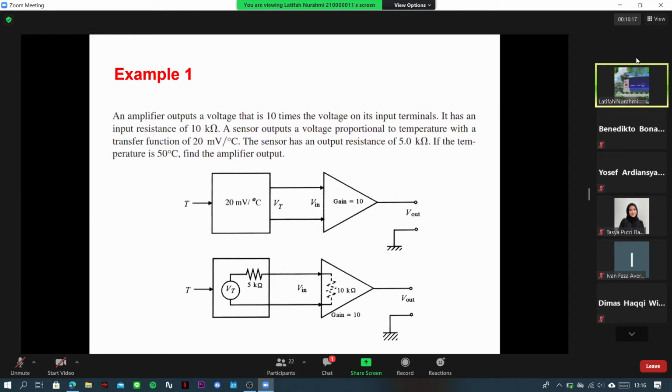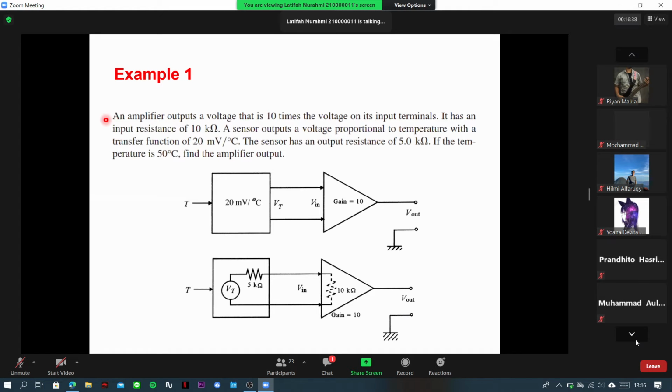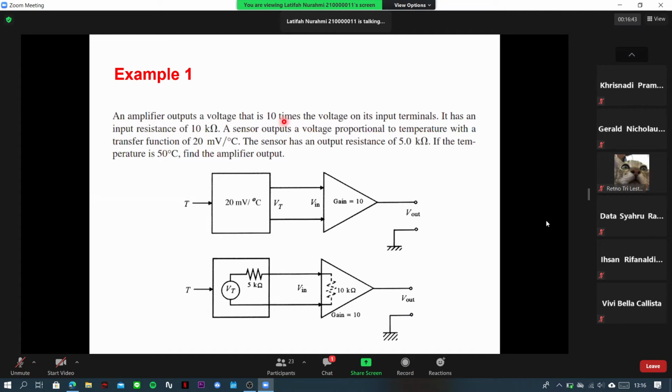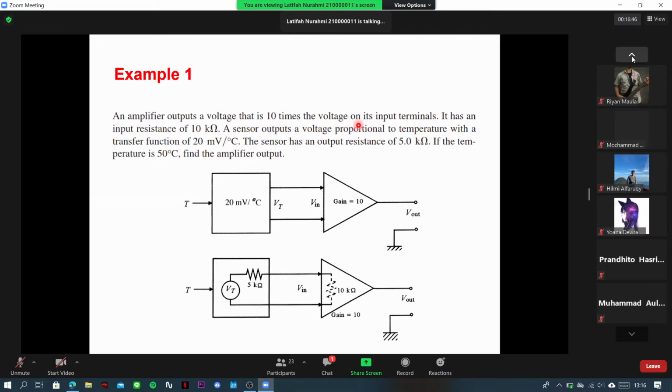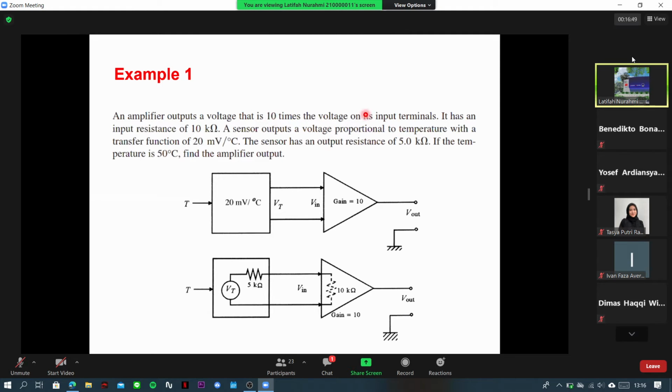So let's take an example. Example number 1. Here we have an amplifier. Remember, from the name, an amplifier is used to amplify. What is amplify? You can look up the word in the dictionary. An amplifier outputs a voltage that is 10 times the input voltage. Let's read the first line. It has an input resistance of 10 kilo ohm.